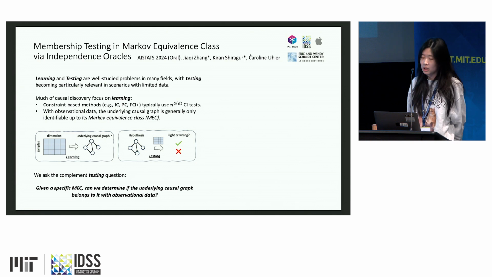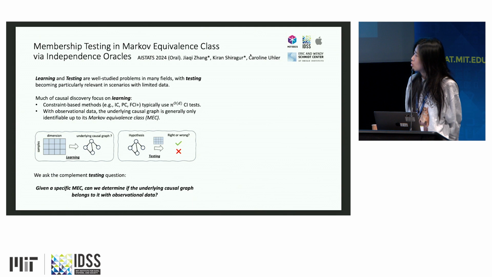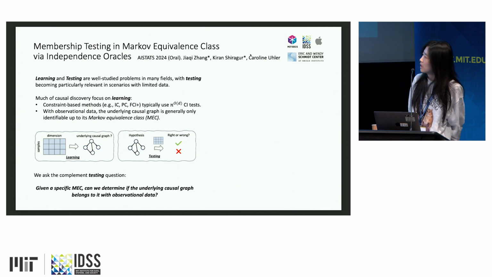For example, the particular scenario we're looking at here is causal discovery, which is the problem illustrated in the left box. You're given a data matrix of samples by dimensions, and you're trying to extract the underlying causal graph between the dimensions.